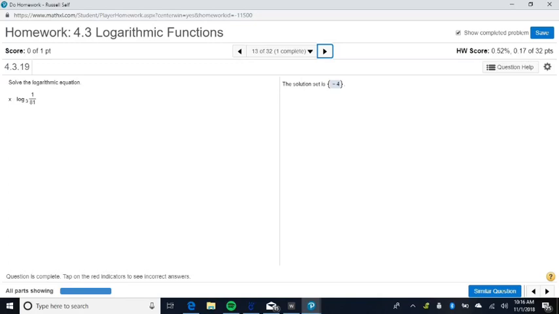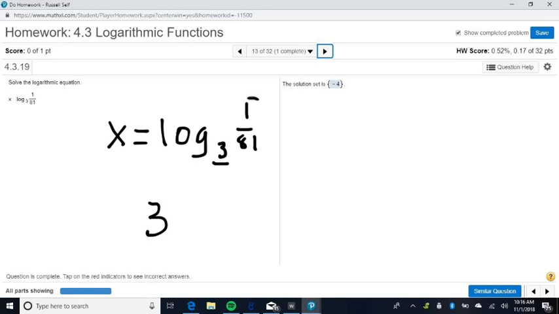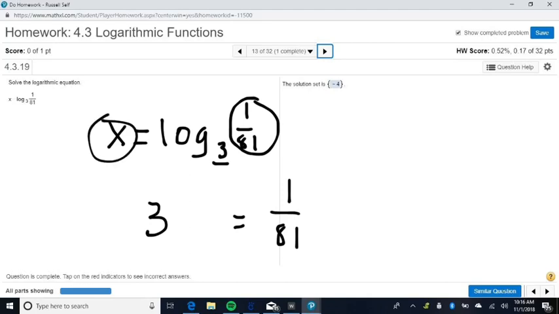Solving, right? We haven't solved one that's just like this before, but let's look at it. The reason I'm saying we haven't is because x equals log base 3 of 1 over 81, right? So first we're going to change that to an exponent. That's the base, this is the quantity, and this is the exponent. Oh yeah, we have solved one just like this before.